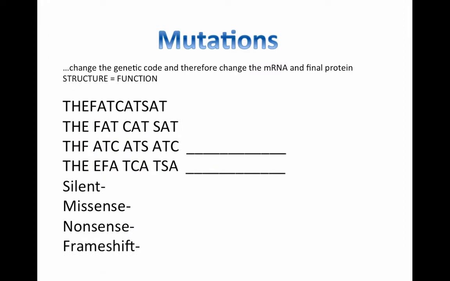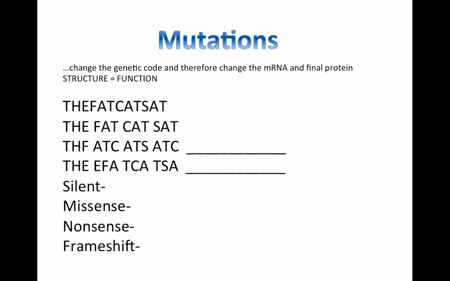All right, now we have to talk about mutations, because now that we make proteins and they work fine, what happens when they don't work so fine and they're not made correctly? There are mutations in the genetic code. Mutations in the genetic code lead to mutations in the mRNA transcript. Mutations in the mRNA transcript lead to mutations in a protein. Structure equals function. So if you don't have the right structure, you're not going to have the correct function.